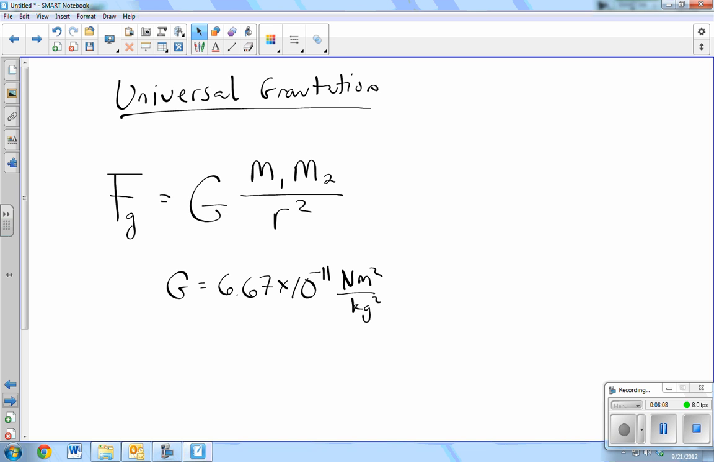That constant was discovered through experimentation. A guy named Cavendish set up a gravitational experiment. Basically, he took two really massive balls and two really small balls, and they were gravitationally attracted to each other. Through that experimentation, he discovered the value of G. Mass 1 is one mass in kilograms, mass 2 is the other mass in kilograms, and r is the distance that you are from the center.